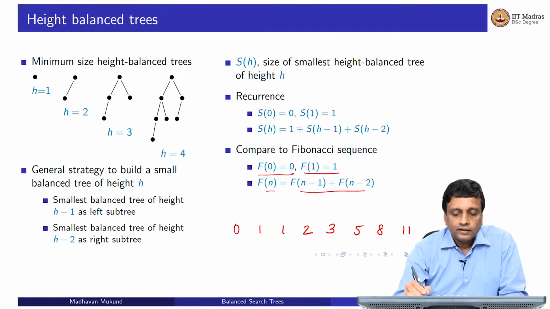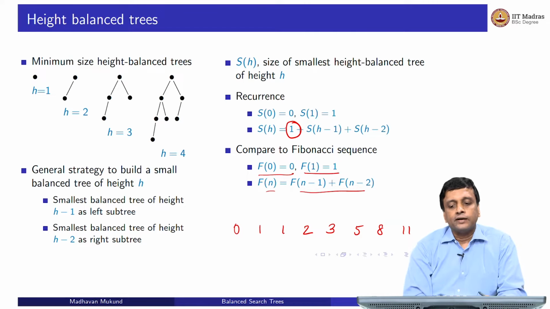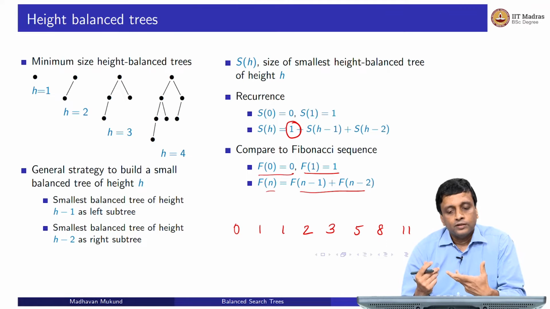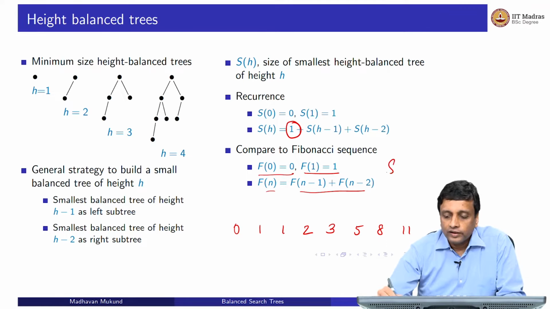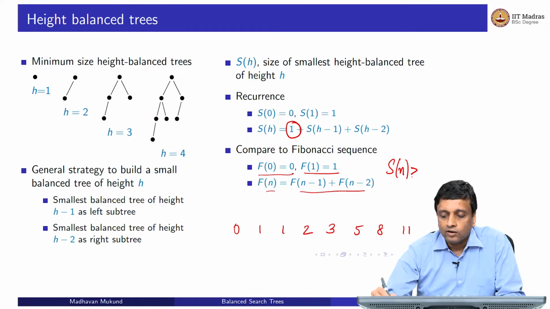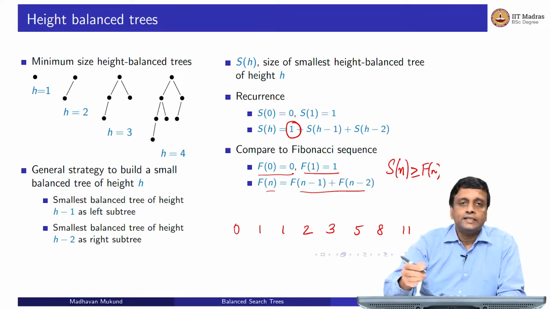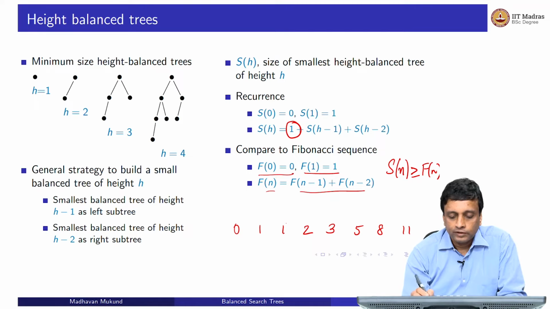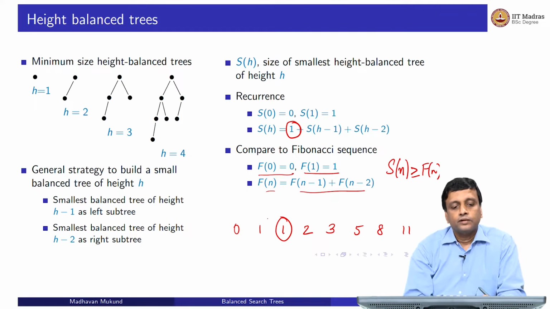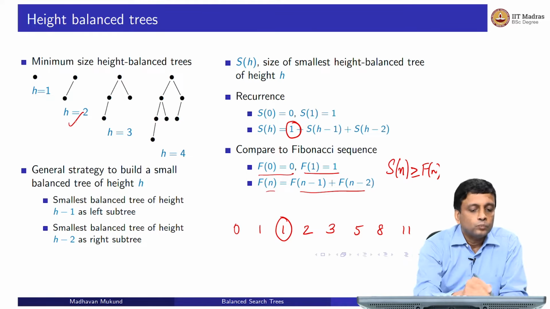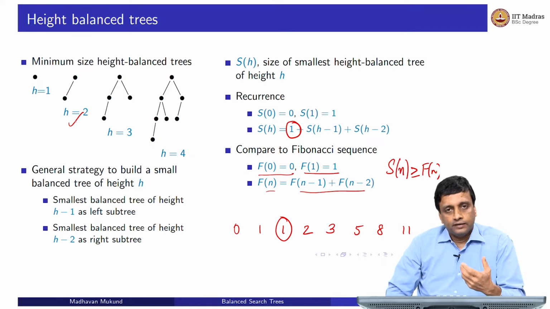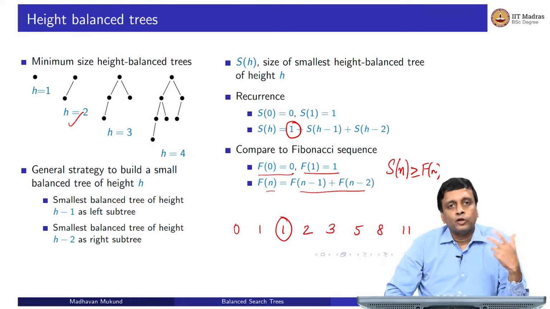So if you look at this, the big difference between our recurrence and the Fibonacci recurrence is that we are adding 1. So we are not just taking the previous two values, but we are adding 1 to it. So what this says is that S of n is definitely bigger than or equal to f of n. Initially it is the same, but after I get to 2, it's going to become bigger because the second Fibonacci number, if you notice, is 0 plus 1, whereas here I get 2. So the size of this tree is growing at least as fast as the Fibonacci numbers with respect to the height.